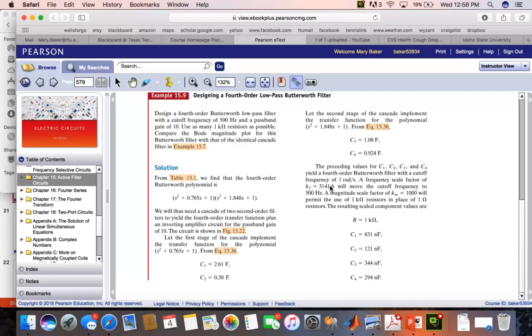Taking then the frequency scaling factor and the magnitude scaling factor together enables us to get a factor by which to multiply our capacitors to get our new capacitor values. And so when we do that, and we take our old capacitor values and we multiply by 1 over Kf, we get the following capacitor values with a 1 kilo ohm resistor.